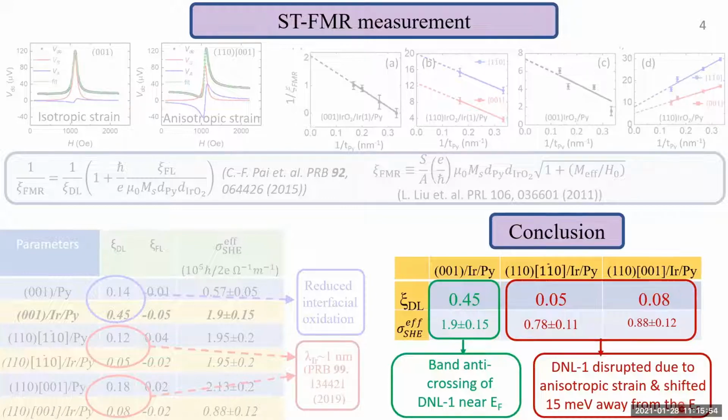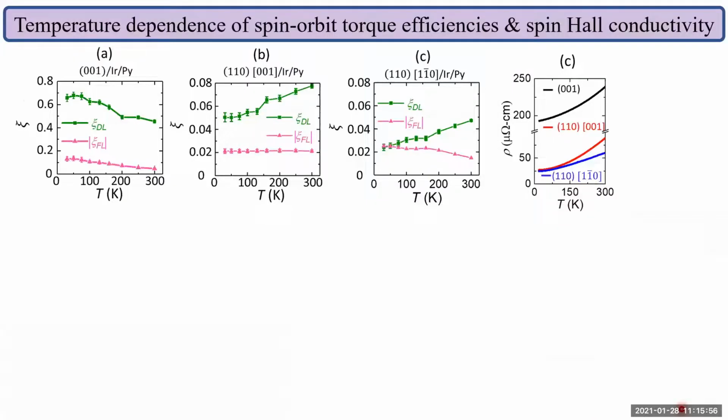We have also done a temperature dependent study. So we calculated the damping-like torque and field-like torque efficiencies as a function of temperature. So we know how the material's resistivity changes. And if we know the resistivity and damping-like torque efficiency, from that we can quantify the effective spin Hall conductivity. Effective spin Hall conductivity means this is the lower bound because the interface transparency is always less than 1.